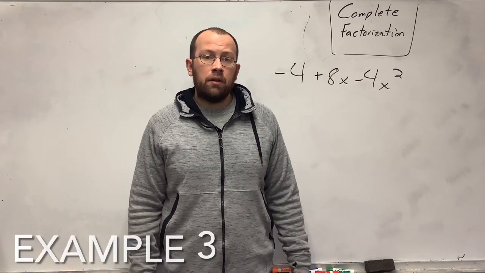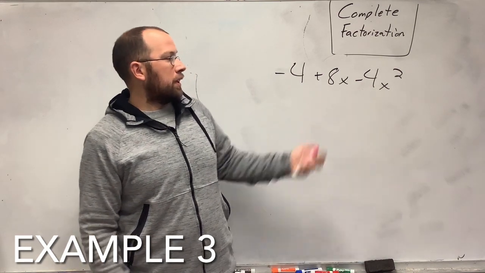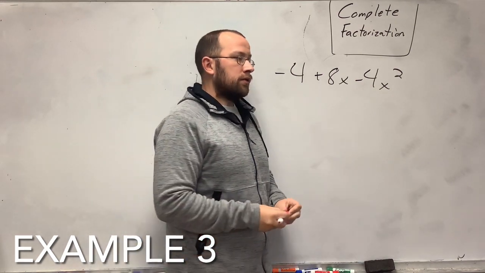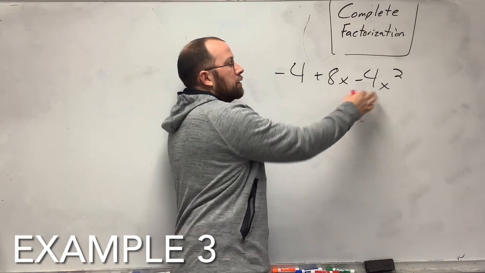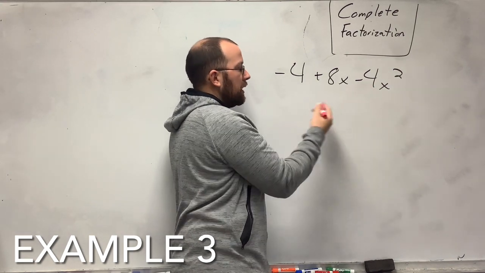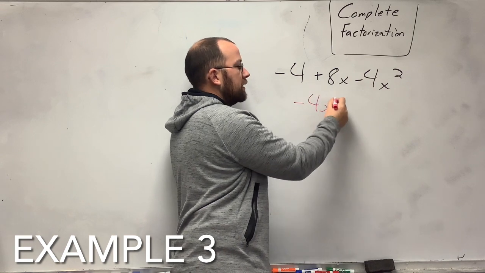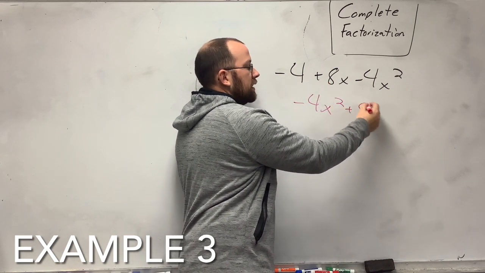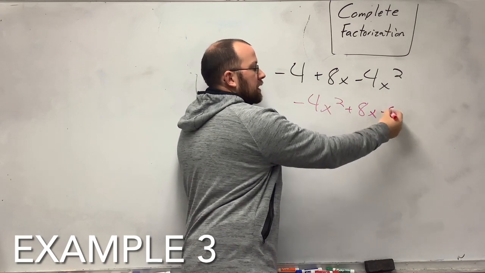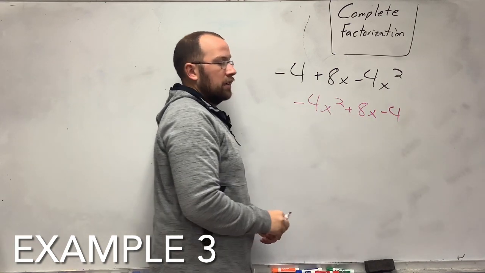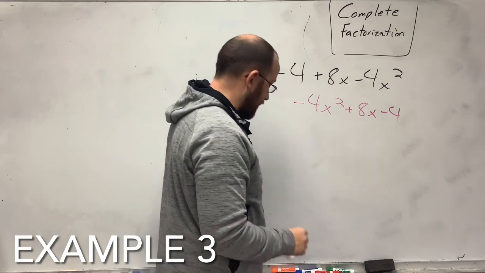All right, the first thing you always want to do is put it in order, descending from your highest power to your lowest power. So my highest power is the negative 4x squared, then the 8x, and then just the constant. Always put it in order first before you try to factor it.